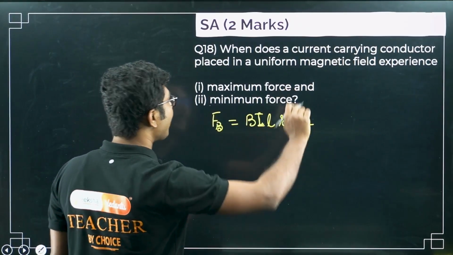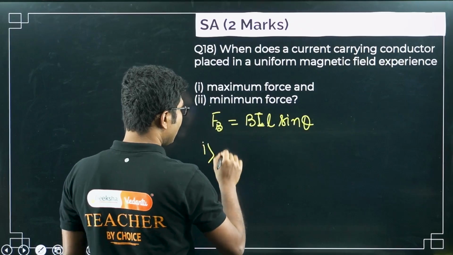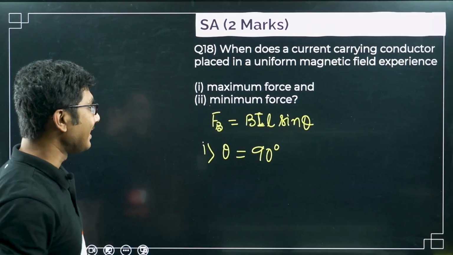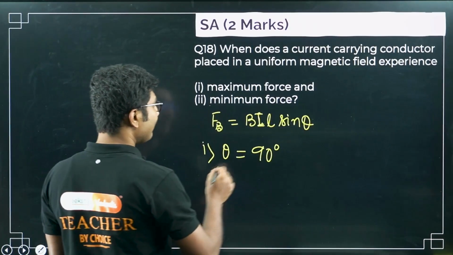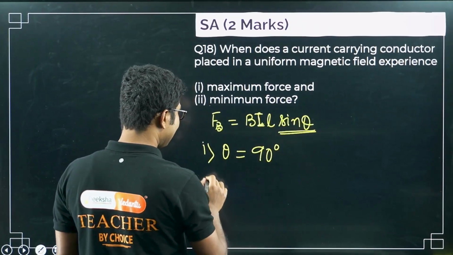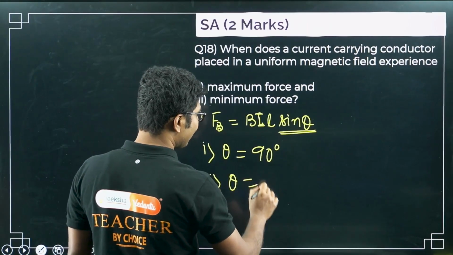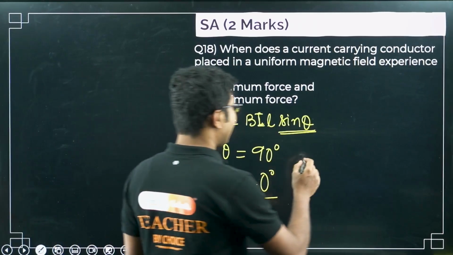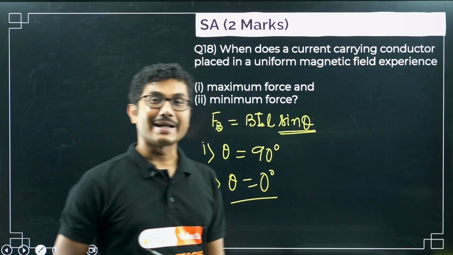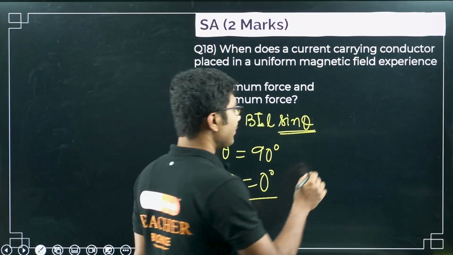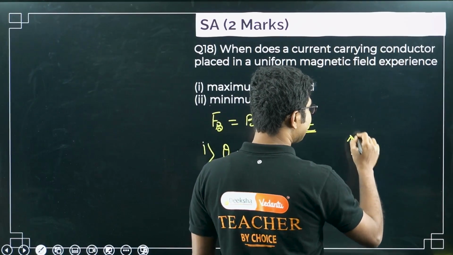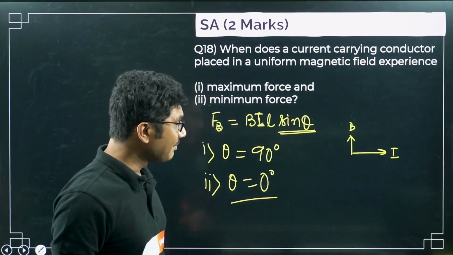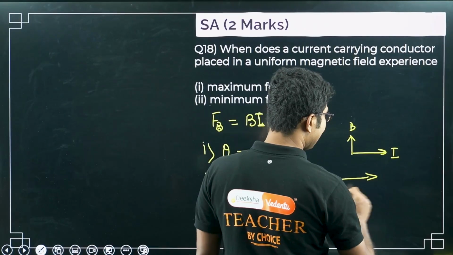Now when the force will be maximum, for maximum force theta should be equal to 90 degrees. Definitely when theta is 90 degrees, force will be maximum. And minimum force when sine theta is 0, which is when theta is equal to 0. So maximum force will act when the angle between the magnetic field and the direction of current is perpendicular. If the magnetic field is in this direction, then current should be in this direction. And minimum when the magnetic field and the current are in the same direction.